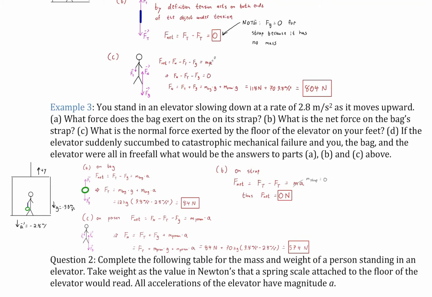So if I was standing on a scale when the elevator was moving at constant velocity, it read 804. But when the elevator is accelerating downwards, it now reads 574 newtons. And newtons are kilogram meters per second squared.